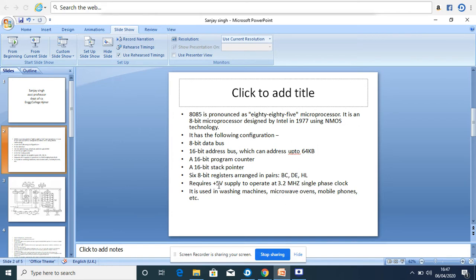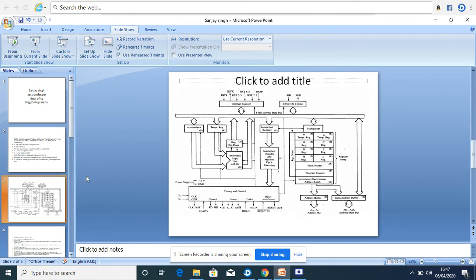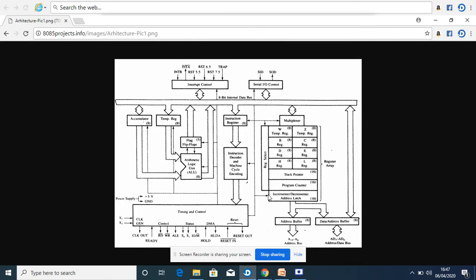The 8085 microprocessor requires a +5-volt DC power supply to operate and a 3.2 megahertz single phase clock to work. It is used in many applications like washing machines, microwave ovens, mobile phones, etc. So let us discuss the architecture of the 8085 microprocessor. Here is the architecture block diagram of the 8085 microprocessor. You can see it in larger form like this.